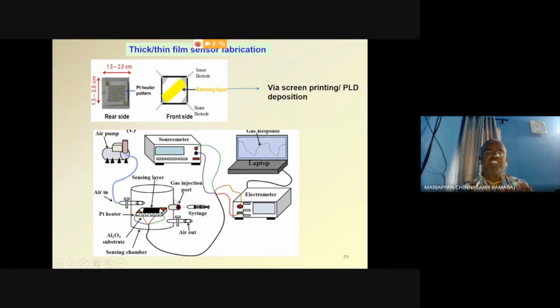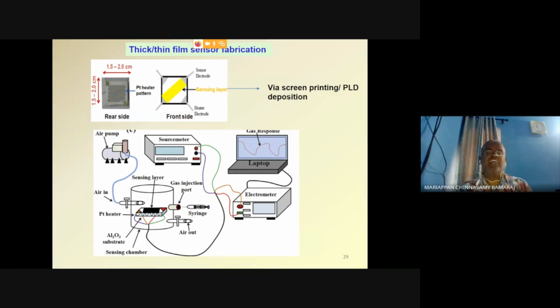This is the sensor chamber. Here is the substrate and the sensing layer, and this is the sensor chamber, and here you have the gas inlet. This is for flushing the air, so the air can be introduced, and then to remove the unwanted gas. So this is the setup, and here we have the source meter to apply current to the heater, and an electrometer to measure the resistance, and you can monitor the response correspondingly here. So this is the basic setup.